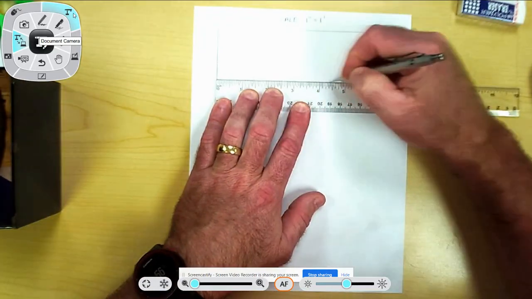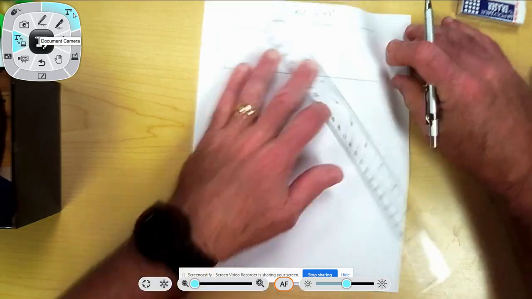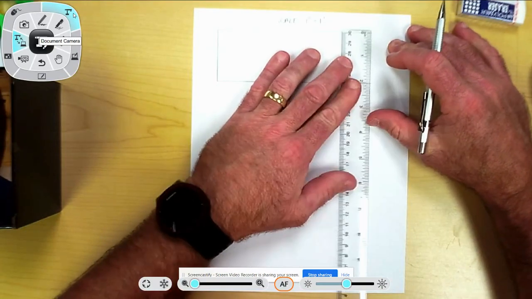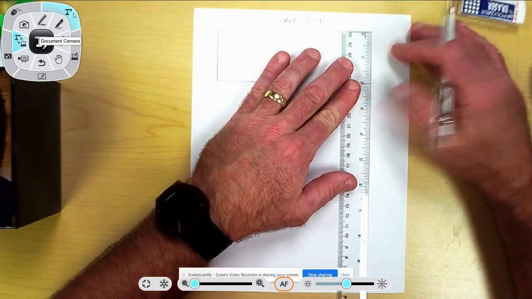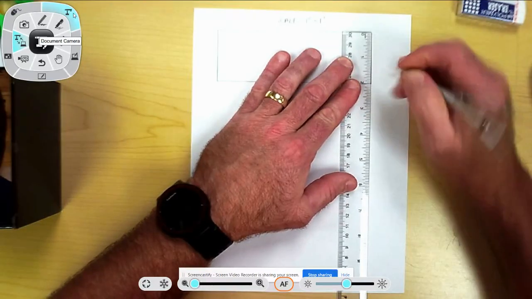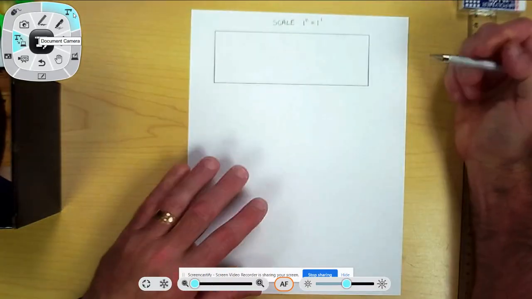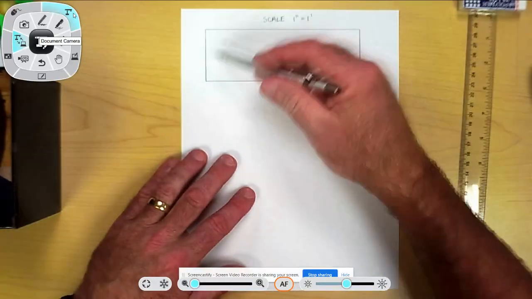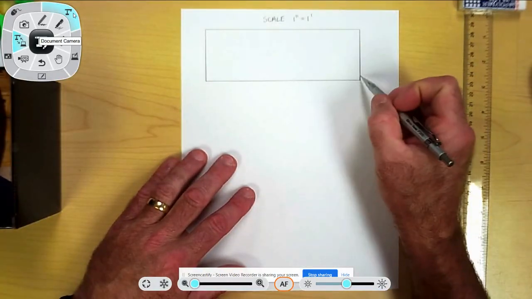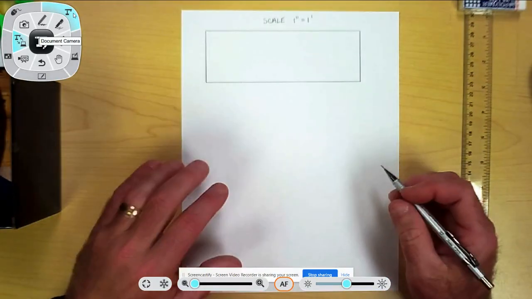Try to make your lines as perpendicular as you can. And then 2 feet on the side. Now, you'll notice that you didn't end up with 2 feet if for some reason your dimensions are a little bit off, or if your angles aren't quite right angles.